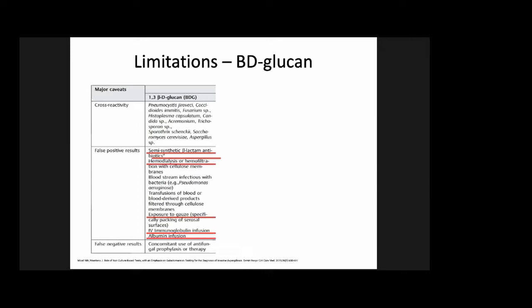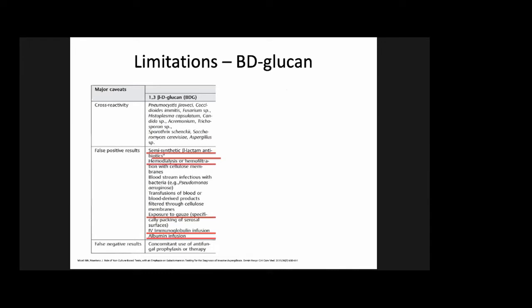As you know, beta-glucan is present in PJP, Cocci, Fusarium, Histoplasma, Trichosporon. So there is a lot of fungi that have this cell wall component. So you cannot really be specific when you try to make a diagnosis with this test.